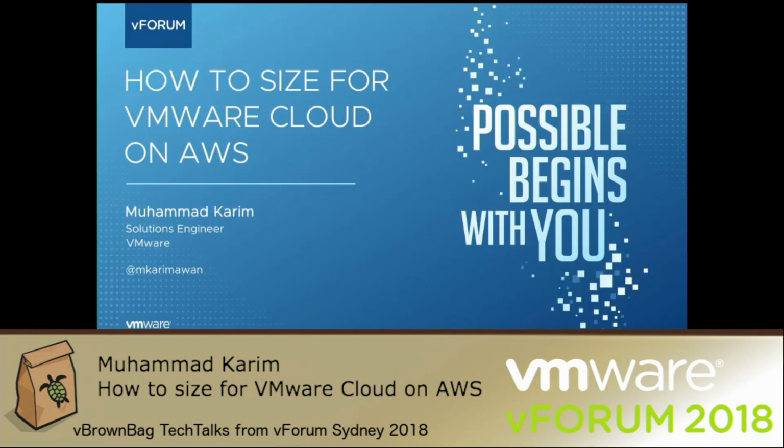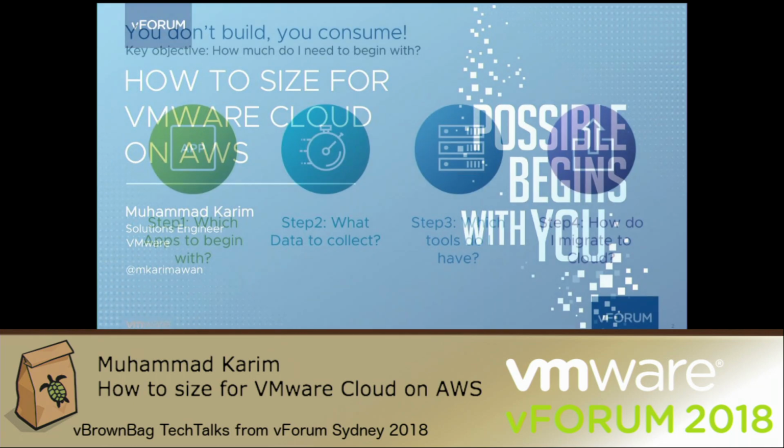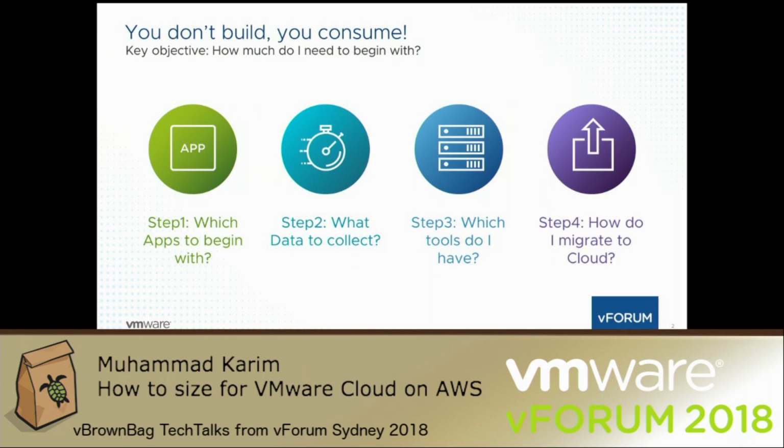So once you understand the value proposition of VMware Cloud on AWS, the next logical step is to understand how much capacity I need in the cloud. So my name is Karim, and for the next 10 minutes or so, I'll be talking about this very specific step. This can be easily done in 4 different steps.